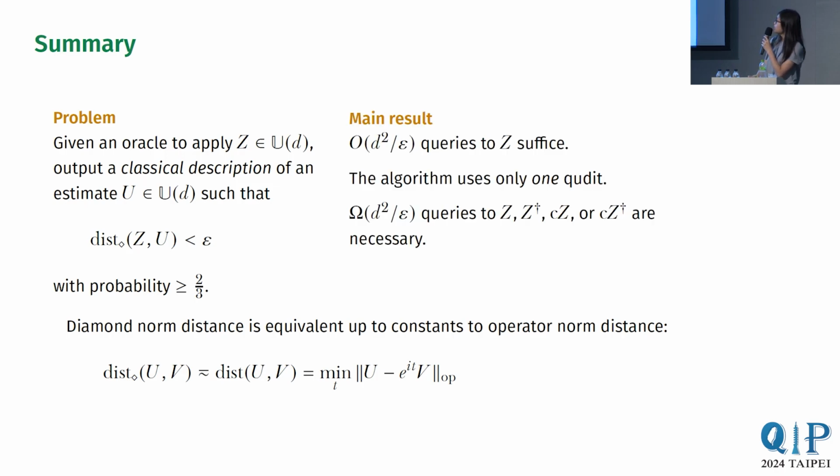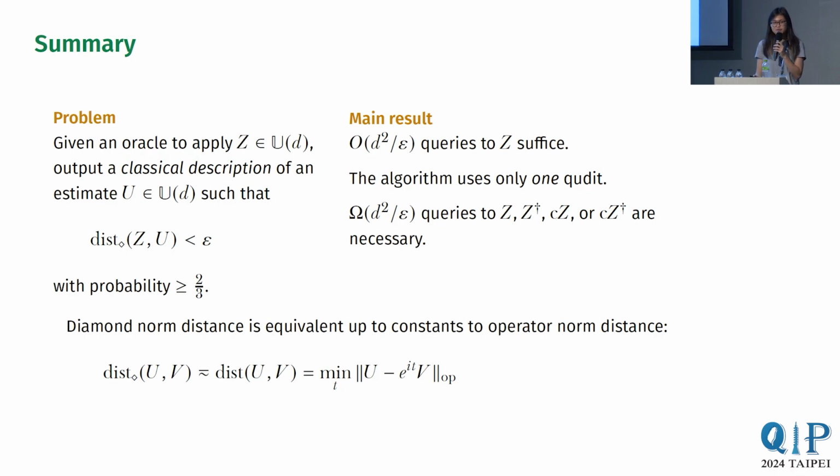Okay, so what our results are: this problem is known as process tomography. If you consider it for general channels, you have to pay a 1/epsilon squared scaling in the query complexity, the number of times you apply your black box. However, if you restrict to unitary channels, it turns out that you can actually get a 1/epsilon scaling. And we give an algorithm that is able to achieve this scaling. In particular, we are able to learn or estimate this unitary in d²/epsilon queries.